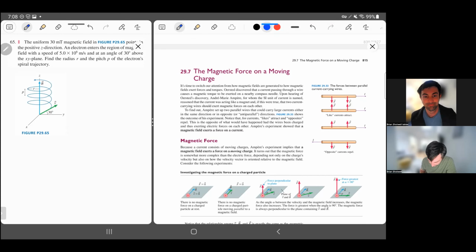And that force actually gets bigger the bigger the perpendicular component of the velocity is. So this force is actually proportional to the velocity, but only the perpendicular component of the velocity. Right? Any components that are parallel to the magnetic field don't count. So the force is greatest when they're perpendicular to one another, as we might expect from this statement.